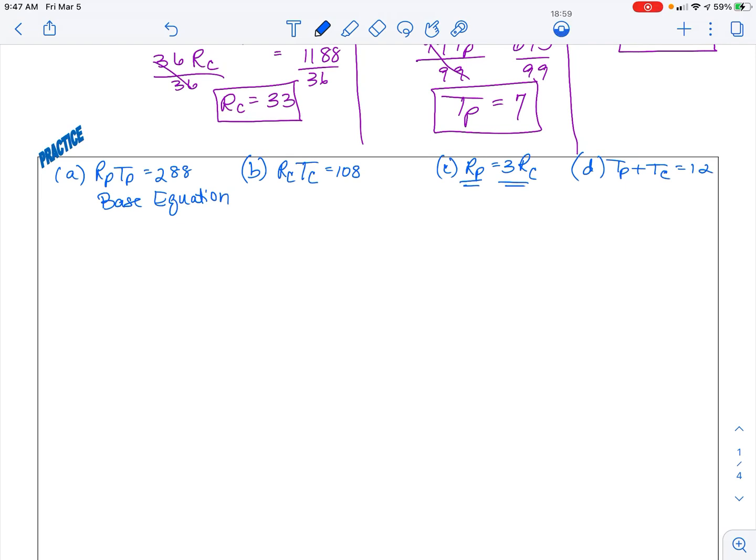I can also take that base equation and I can put TP in there also and get yet another variable in there. So let me see, do I have a value for TP? I don't, do I? But if I look at D and I get creative, I can rearrange it and make it equal to TP. And if I do that, I move TC to the other side and I have 12 minus TC.